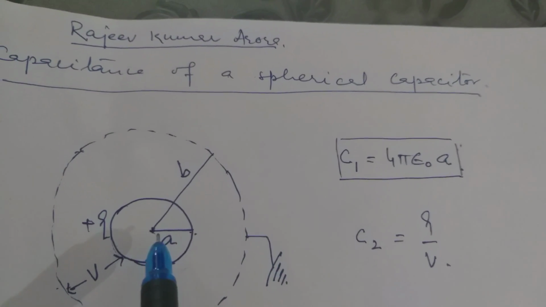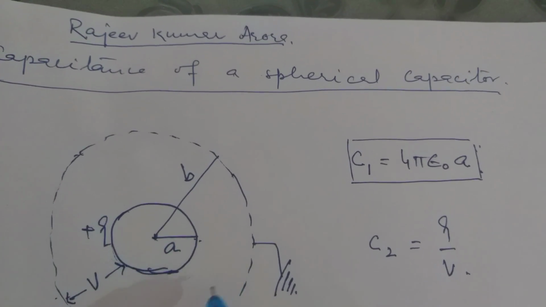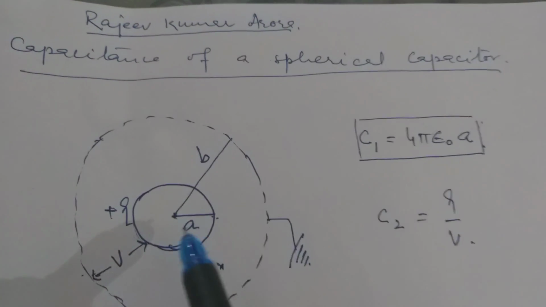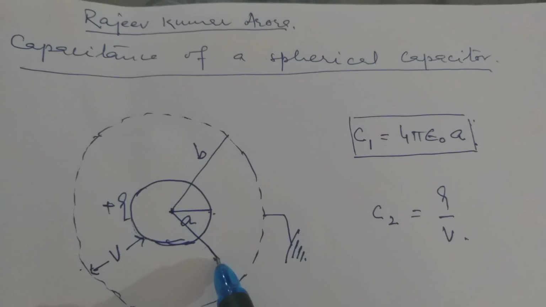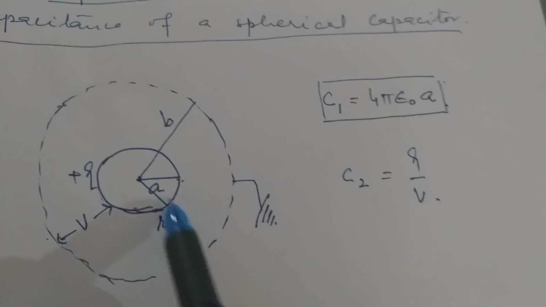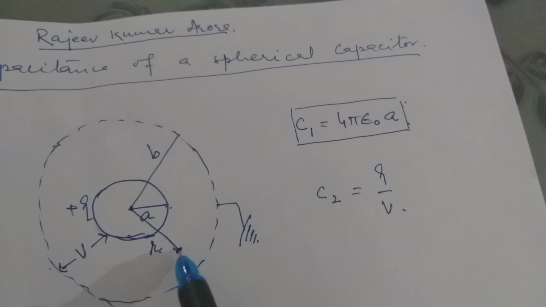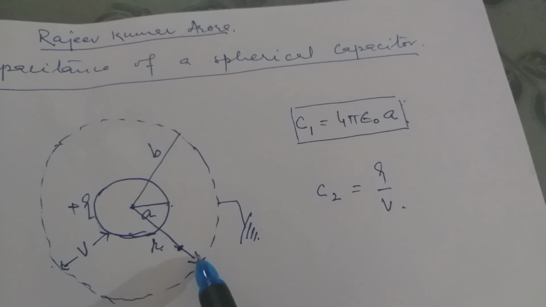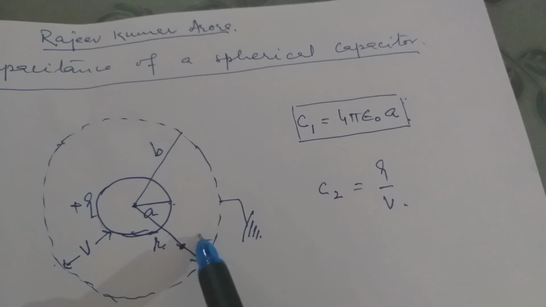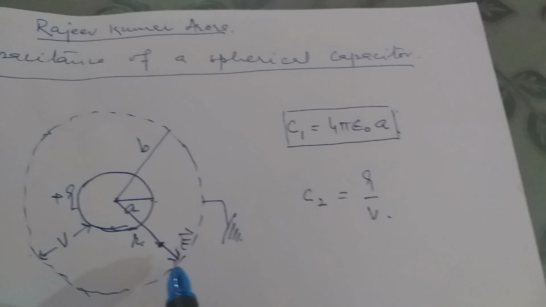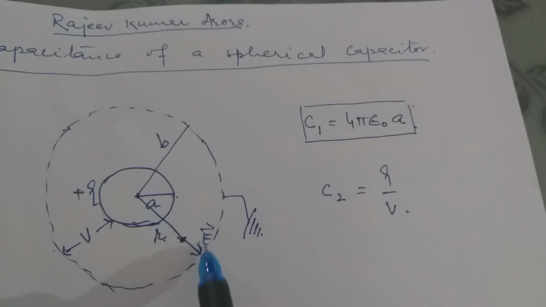Now suppose at any point P, at a distance r from the center of the inner conductor, the electric field strength is, say, E. The value of E can be calculated.